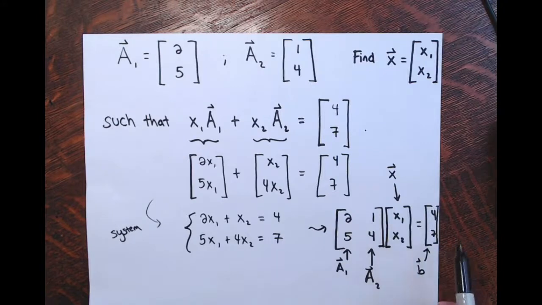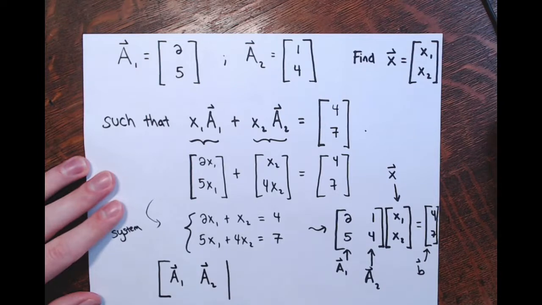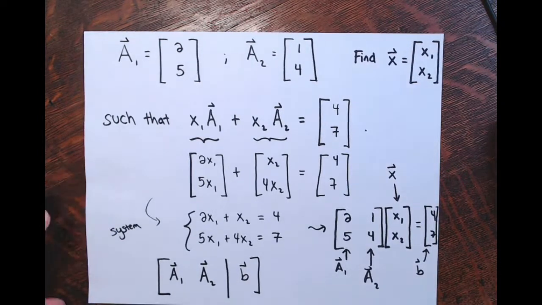So you could write it like that, or as an augmented matrix, where again, down the first column I'm going to have vector a1. Down the second column I'm going to have vector a2, have a little bar, and then that vector b on the other side. So I'll write that out with the numbers in it.